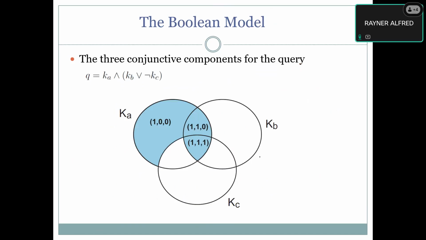So when we look at the search domain, we are looking at this area, the blue color area. As long as the document falls within this region, we retrieve all these documents.